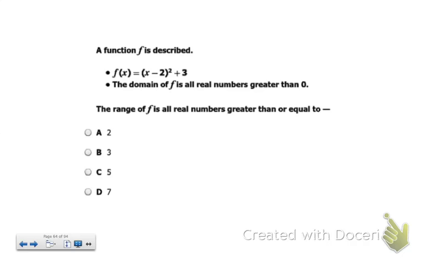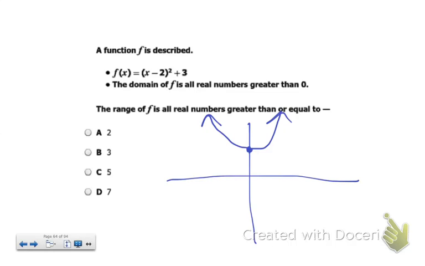A function f is described. f of x equals (x minus 2) squared plus 3. The domain is all real numbers greater than 0, and the range is all real numbers greater than or equal to what number? Now, if you graph this in your calculator, type it in exactly as you see it, the vertex is going to be at 3 on the y-axis. And there's no negative out front, so that's how I know it's positive. It's a parabola opening up. So in other words, the vertex is the minimum value. So all of the outputs, the y values, are going to have to be greater than or equal to 3. So everything above 3.